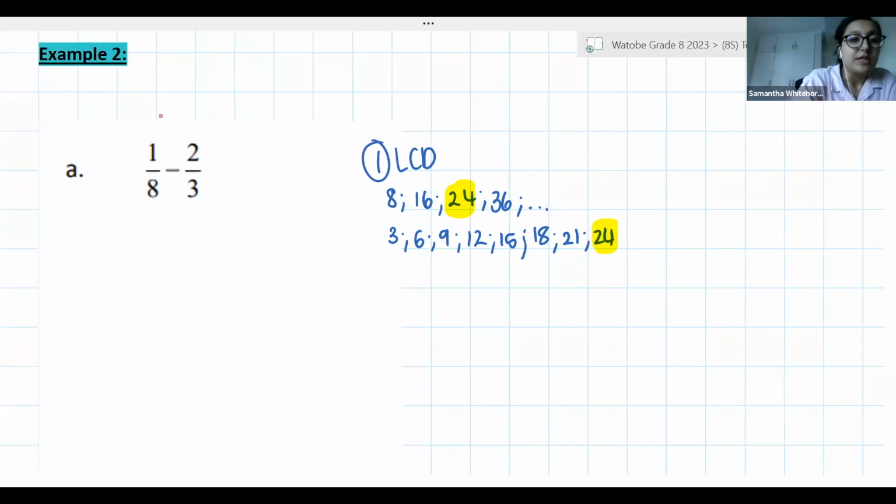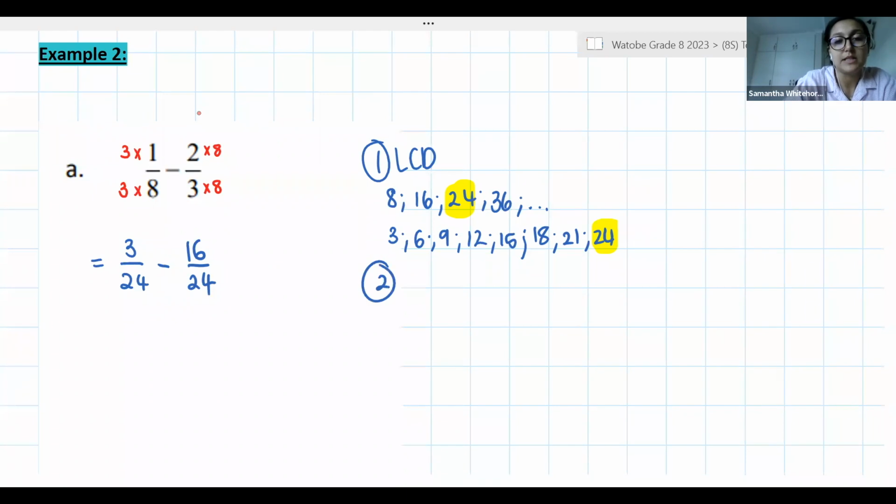So we want to make both of these denominators 24. If I times 8 by 3, I'll get 24. But what I do to the bottom, I must do to the top. If I times 3 by 8, I will get 24, but what I do to the bottom, I do to the top. And so what I now have is 3 over 24 minus 16 over 24. I have made my denominators the same. And only once I've done that can I now start my subtraction.